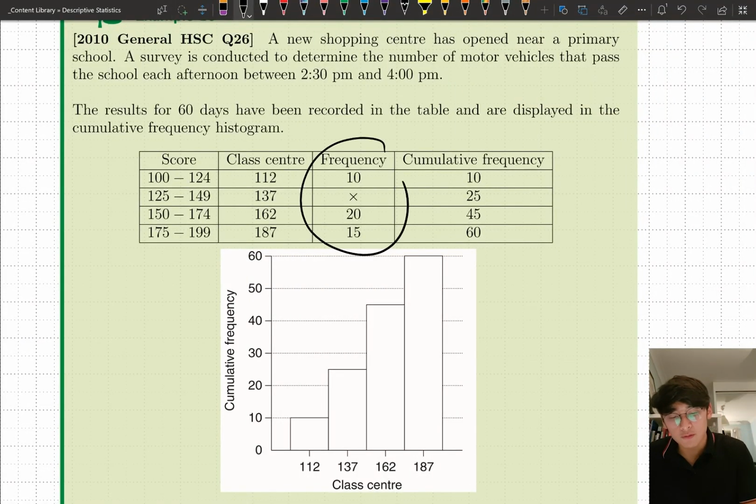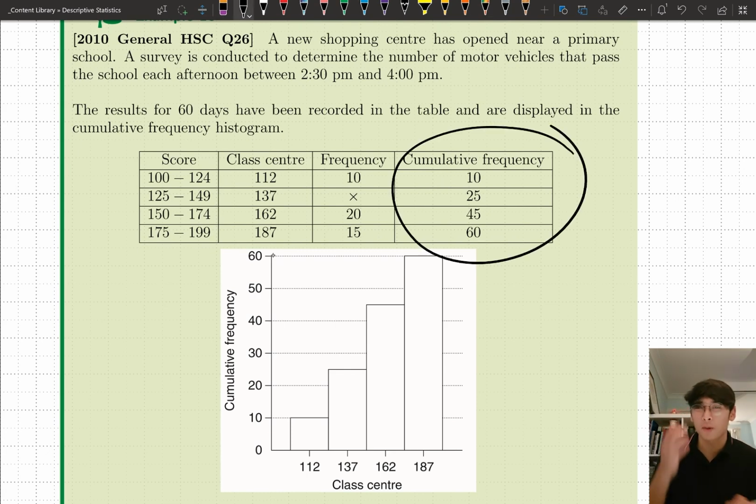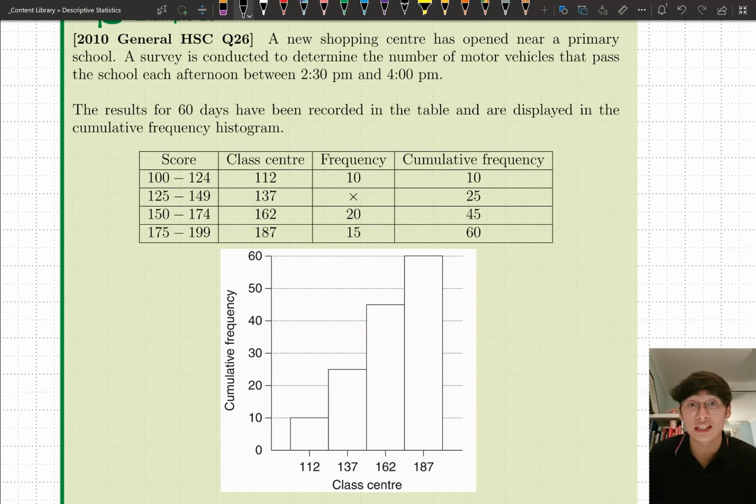They've given us the cumulative frequency, so we can work backwards to figure out this value. If you remember, the cumulative frequency is found by adding on the frequencies of all the scores before that. We started off with 10, but after adding on this X value, that gives me 25. So what number do I need to add on to 10 to give me 25? Well, that should just give me 15. So by adding on that 15, I should get that 25.